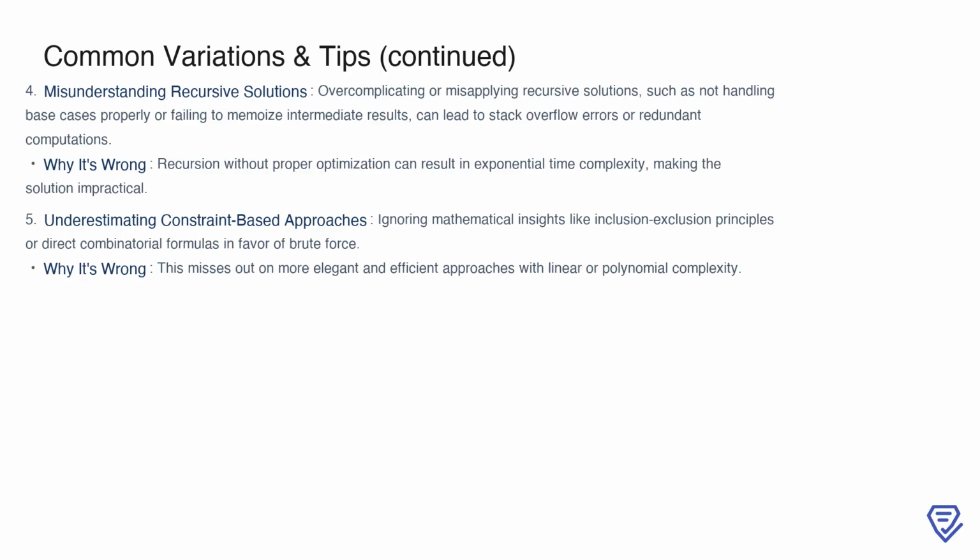In addition, many miss the opportunity to use mathematical insights, like the inclusion-exclusion principle, or turn to direct combinatorial formulas. These approaches often provide much faster and more elegant solutions compared to brute force. Overlooking these constraint-based methods is a missed opportunity to significantly improve efficiency, as they can reduce the complexity from factorial to linear or polynomial time in some cases. Recognizing when to apply these principles is key to solving derangement problems effectively.